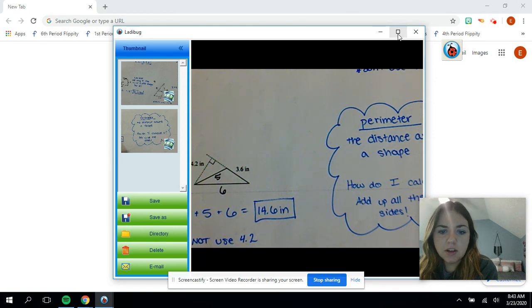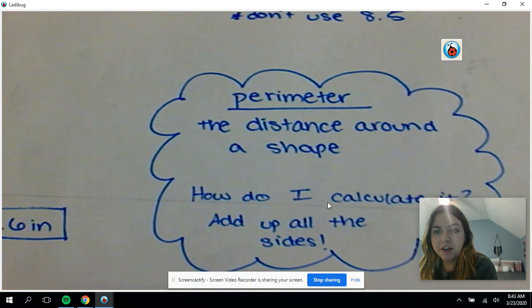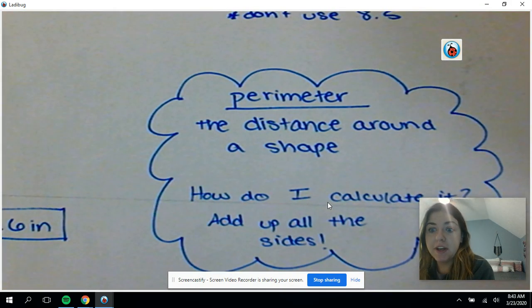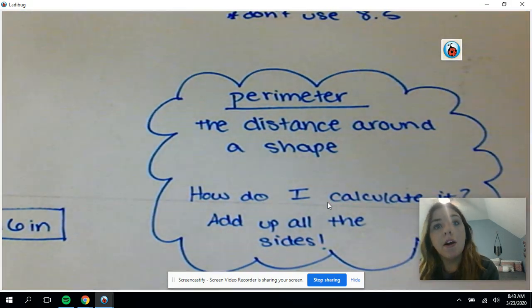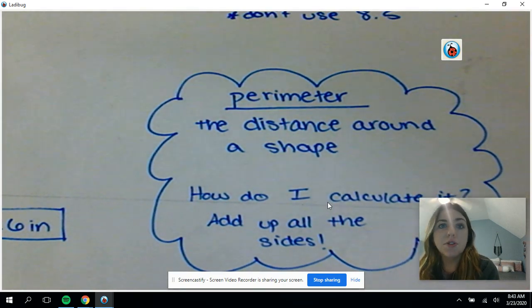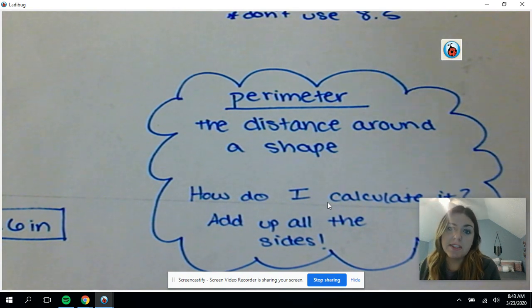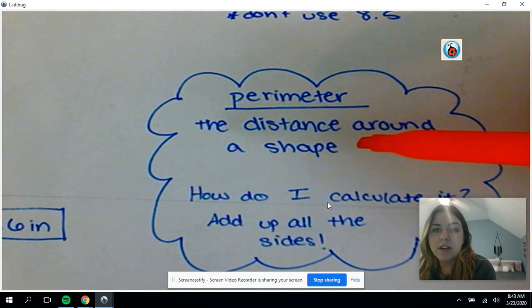Today we are going to talk about perimeter. In our area and perimeter unit, I've already made a video about area, so now it's a video about perimeter. And perimeter is super easy. The definition of it is just the distance around a shape.